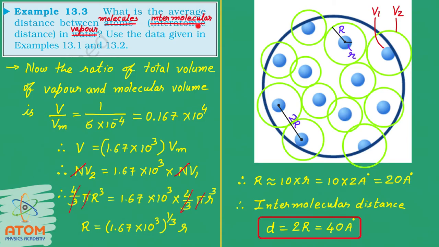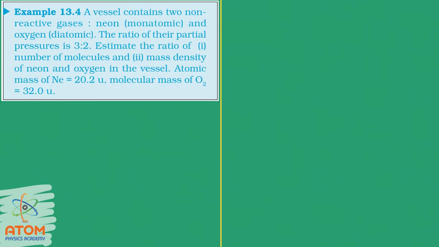So the correction that I made is right. Interatomic distance cannot be 40 angstrom. Intermolecular distance can be 40 angstrom. Now let us see example 13.4.